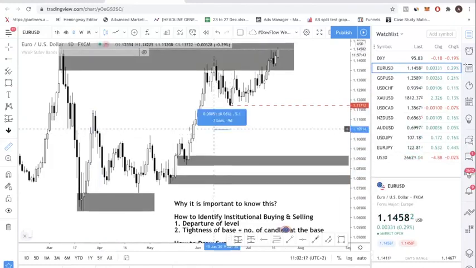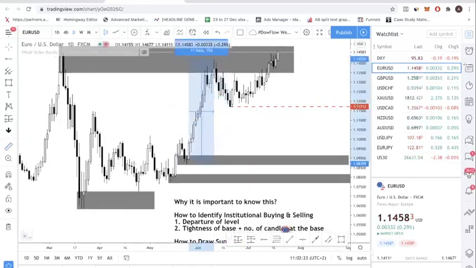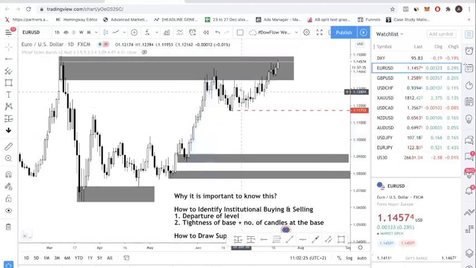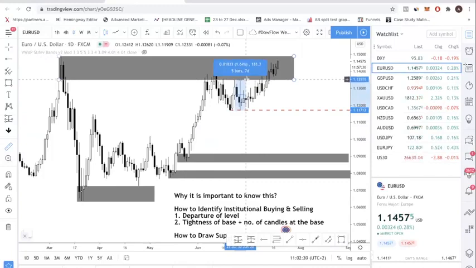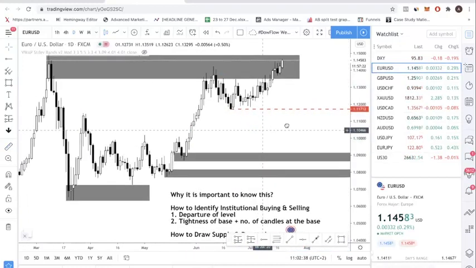Okay, and in fact, if you measure it, that is about 500 pips movement. This one over here did about 551 pips movement, and this one over here barely even did, I believe, about 200 probably. It barely even did 200 pips. So that's what you want to look at when you're trying to identify institutional buying and selling. Okay, you want to be looking at the departure of the level.